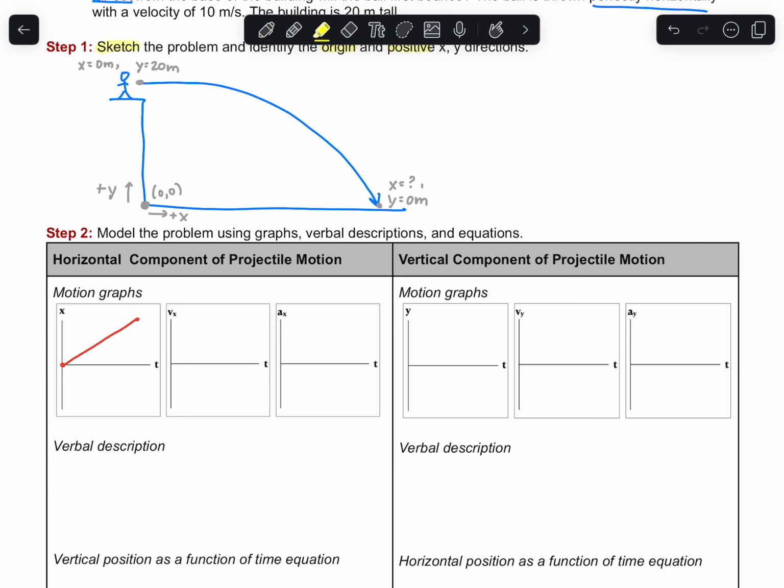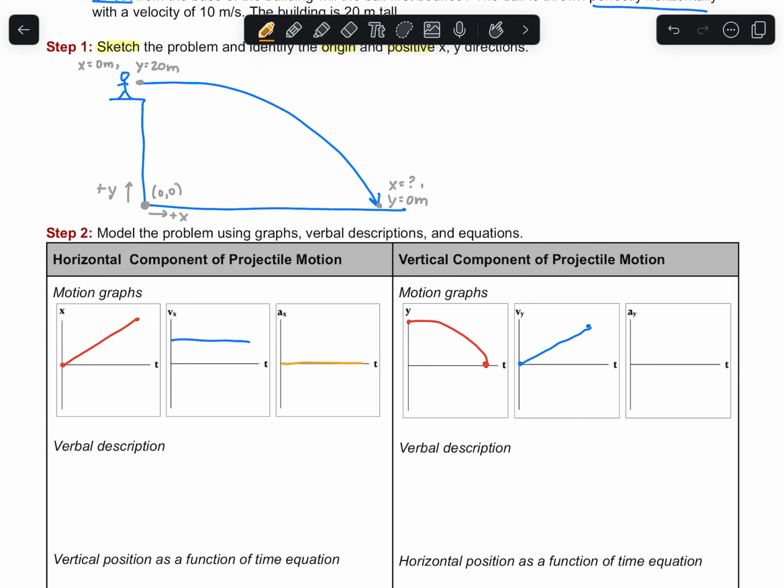Let's see, my initial vertical position is 20 meters. My final vertical position is 0. I'm going to place some positions on this graph. And I know that vertically as the ball falls, it's going to accelerate, and specifically, it's going to speed up. Now, the horizontal velocity of the ball is going to be constant but positive. And the vertical velocity of the ball is going to increase at a constant rate.